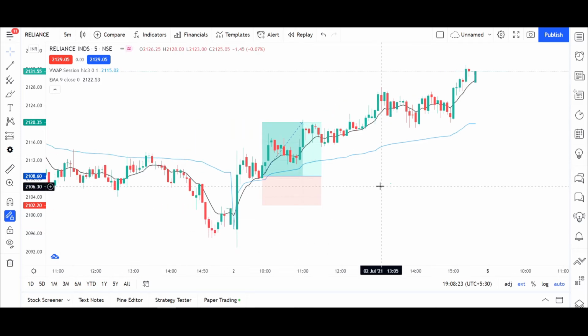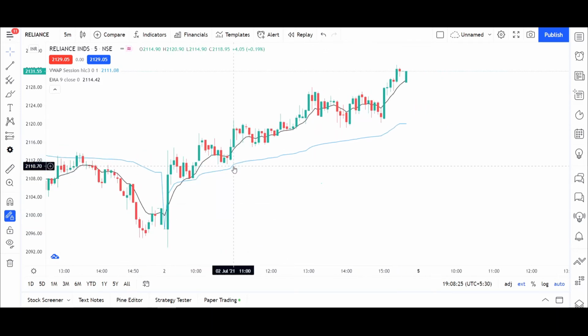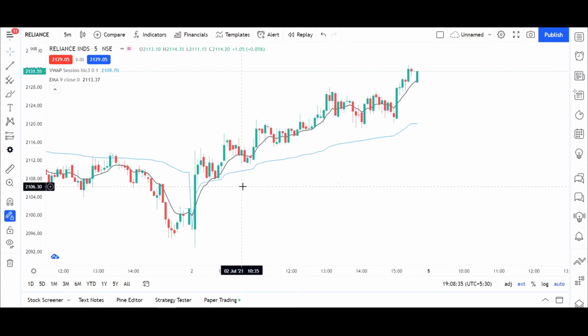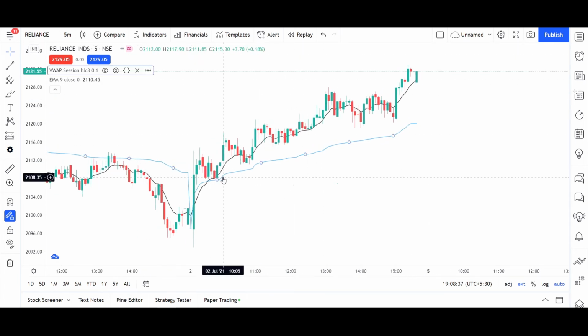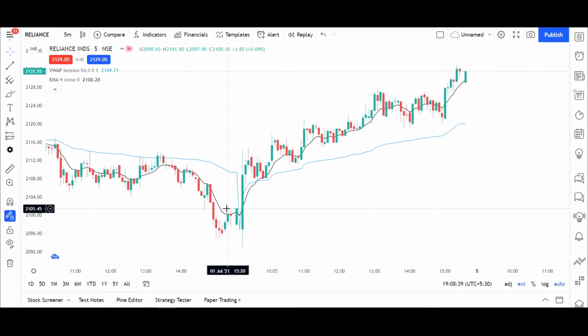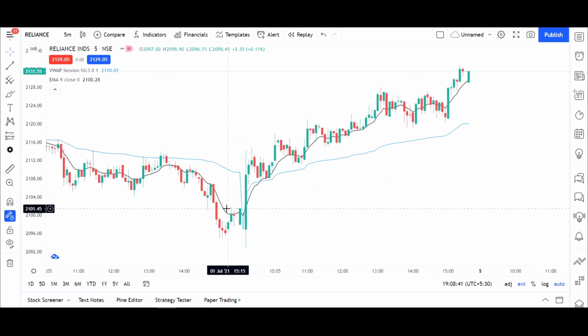So this was it on how you can take a bullish trade using the 9 EMA and VWAP crossover strategy. A very, very strong and very trusted strategy, especially the VWAP indicator. Very good indicator. It acts as a very strong support and resistance, as you can see here also.